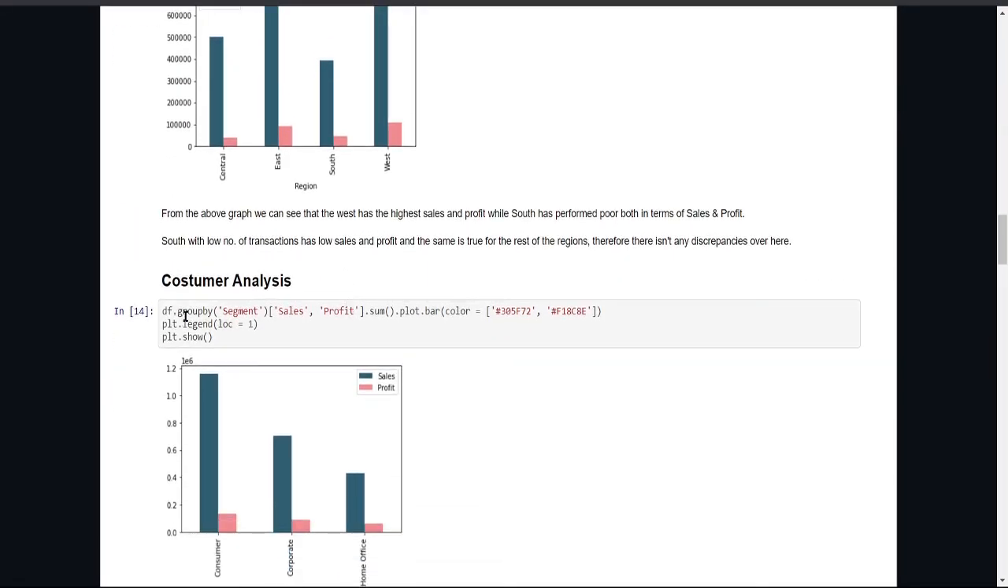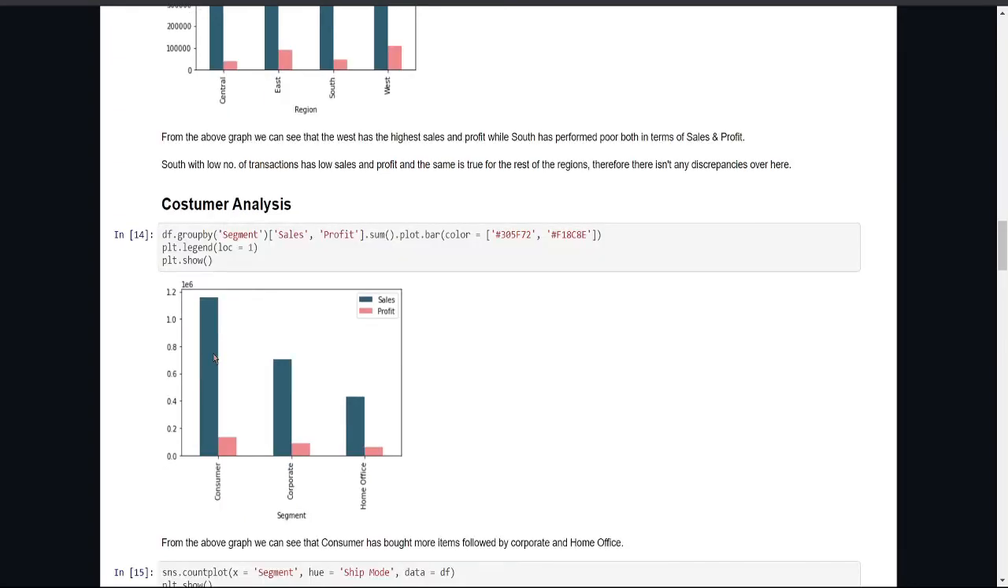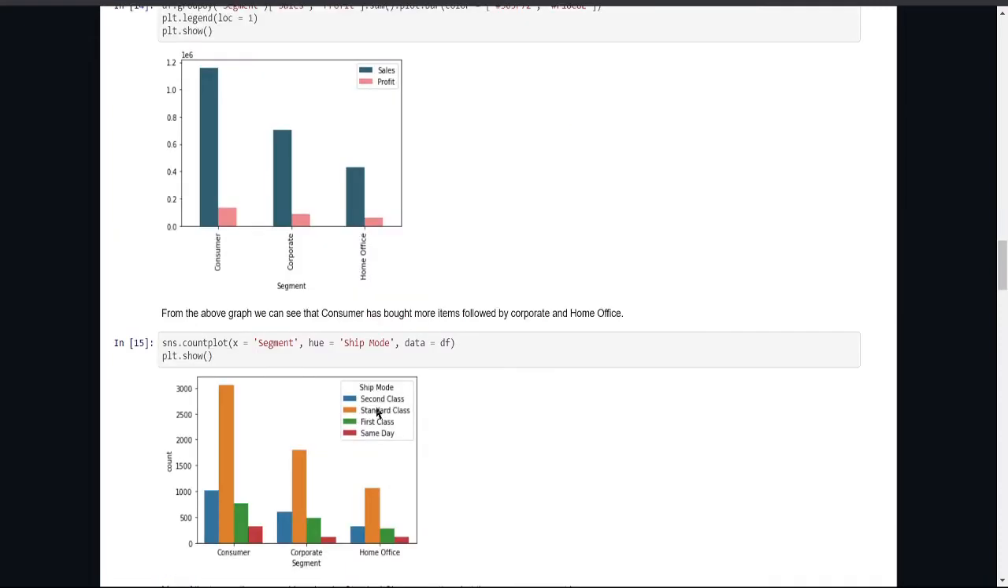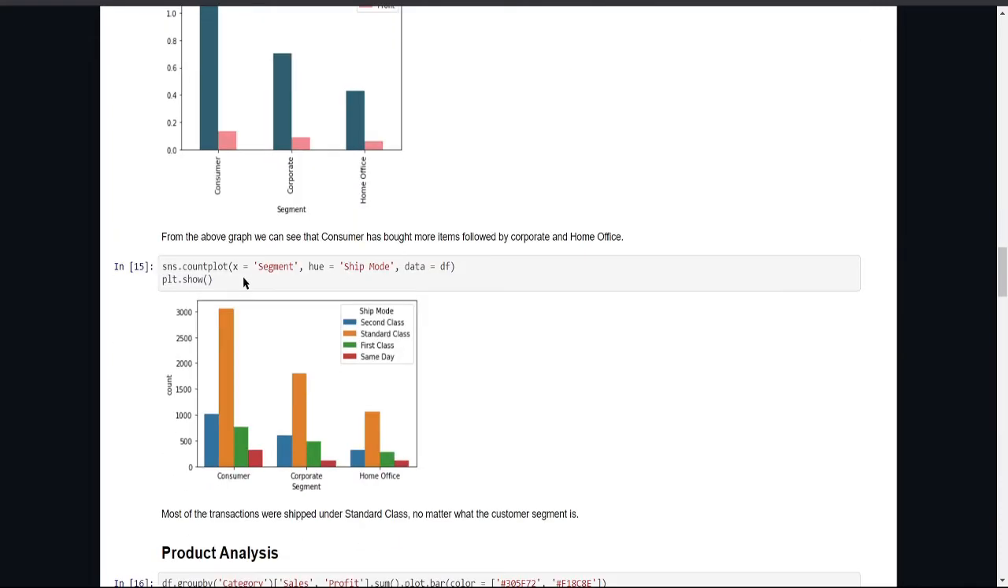After that, we move on to customer analysis. Here you can see the sales and profit made by various segments. The segments here are consumer, corporate, and home office. Consumer has performed well both in sales and profit. Home office was the least performing. After that, we move on to the various ship modes used by the segments. All of the segments have used standard class the most, followed by second class, first class, and same day.